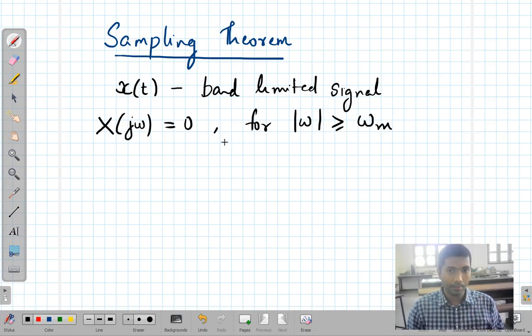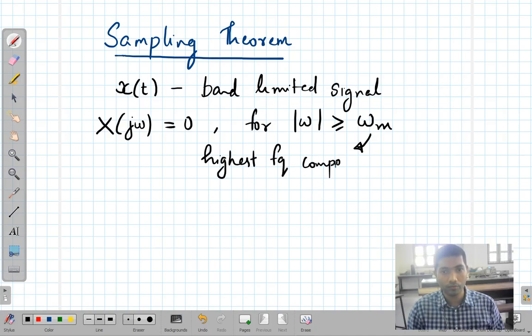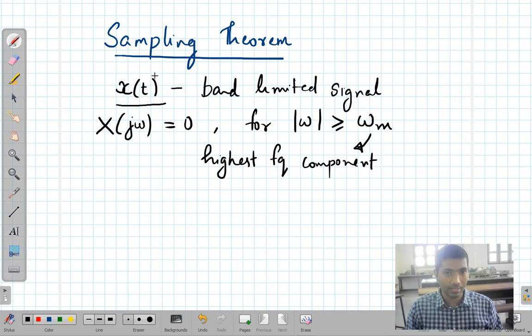So omega m is called the highest frequency component of this signal. For frequencies above this highest frequency component, the Fourier transform is 0. If that is the case, then that signal is called a band limited signal. And the sampling theorem is applicable for band limited signals with highest frequency component denoted by omega m radians per second.